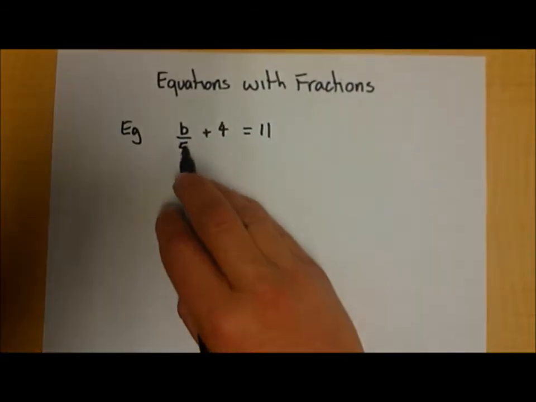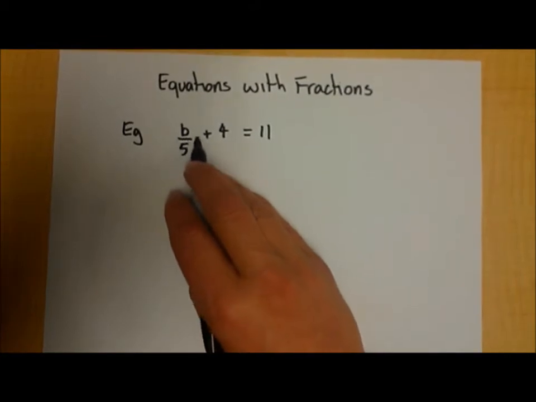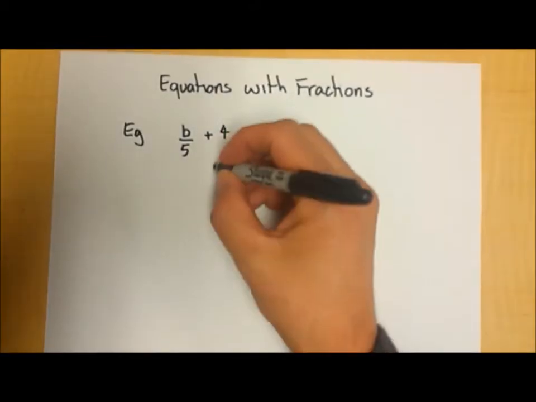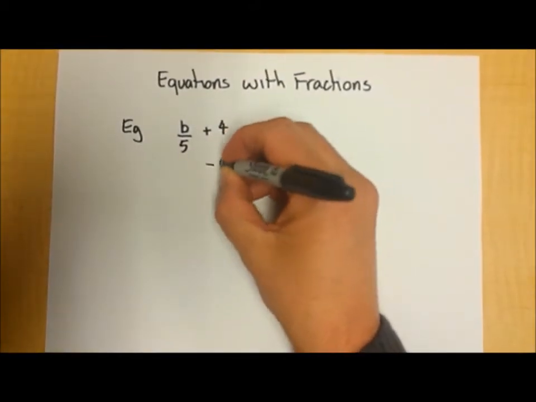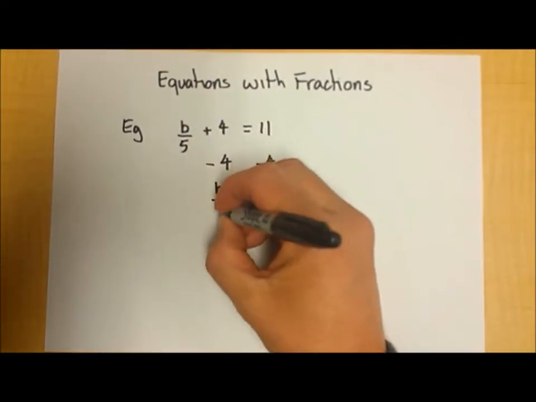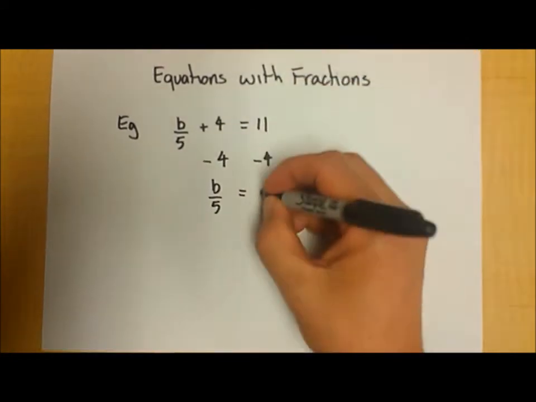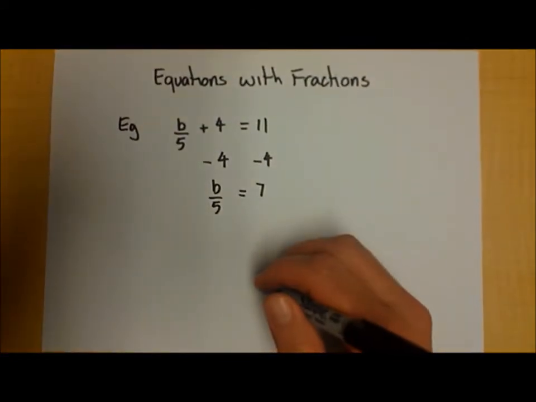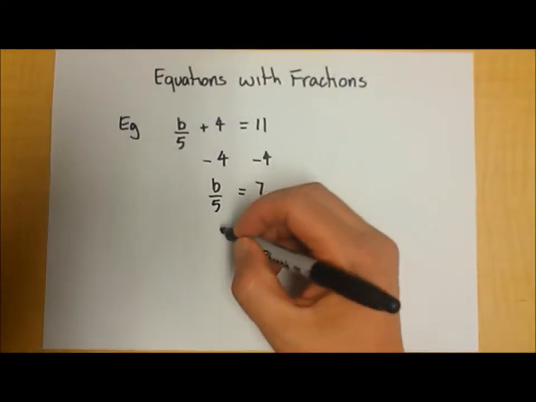I need to calculate the value of b. I need to remove what's furthest away. I'll remove that plus 4. I'll use the inverse operation. I'll subtract 4. That leaves me with b over 5. I'll keep my equal signs lined up underneath each other. Is equal to 7.